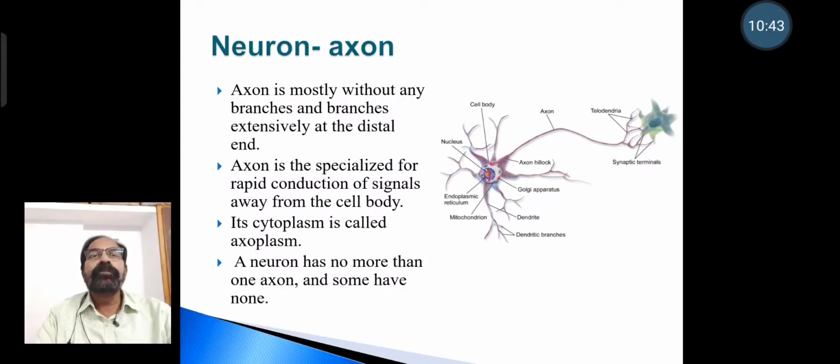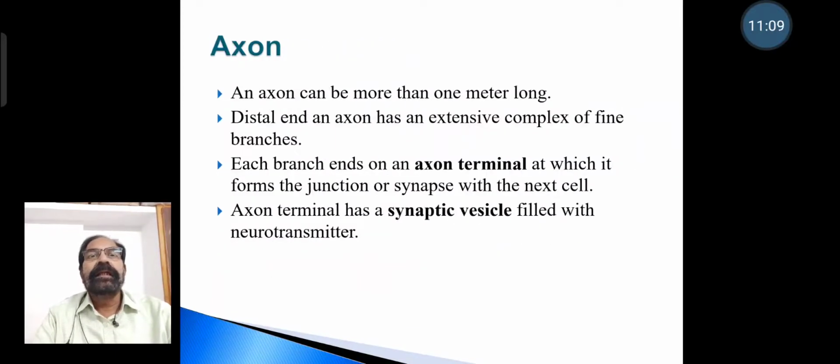Axon is mostly without any branches and branches extensively at the distal end. Axon is specialized for rapid conduction of signals away from the cell body. Its cytoplasm is called axoplasm. A neuron has no more than one axon and some have none. An axon can be more than 1 meter long.